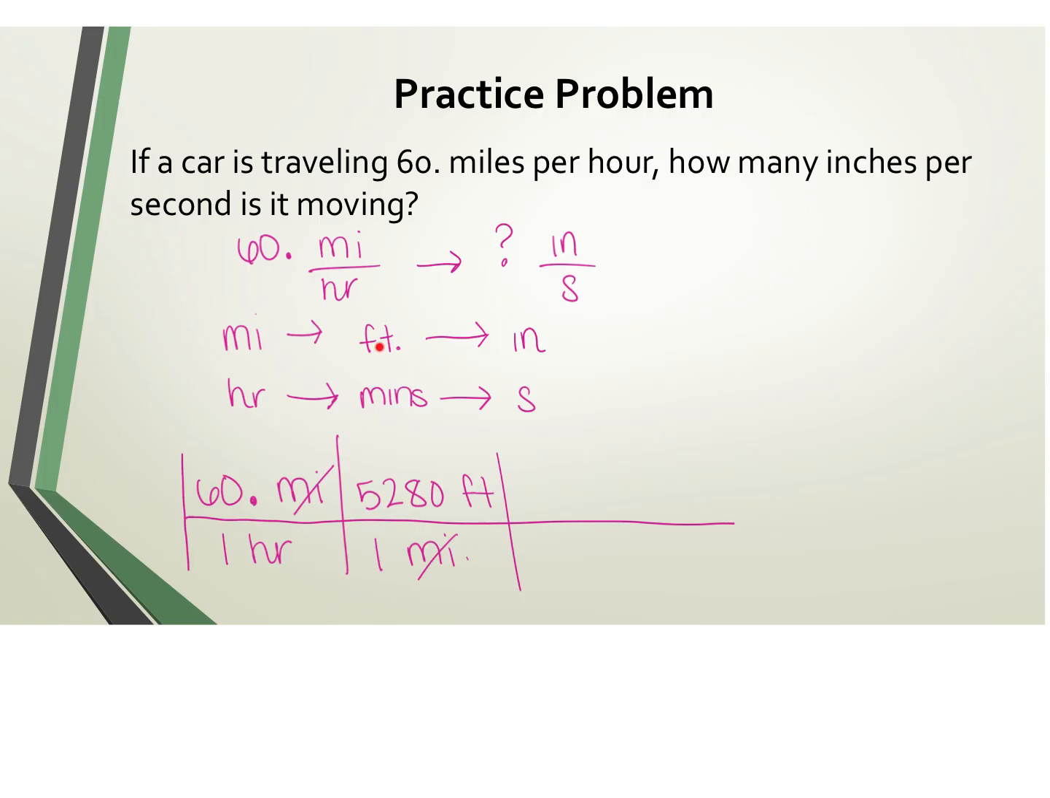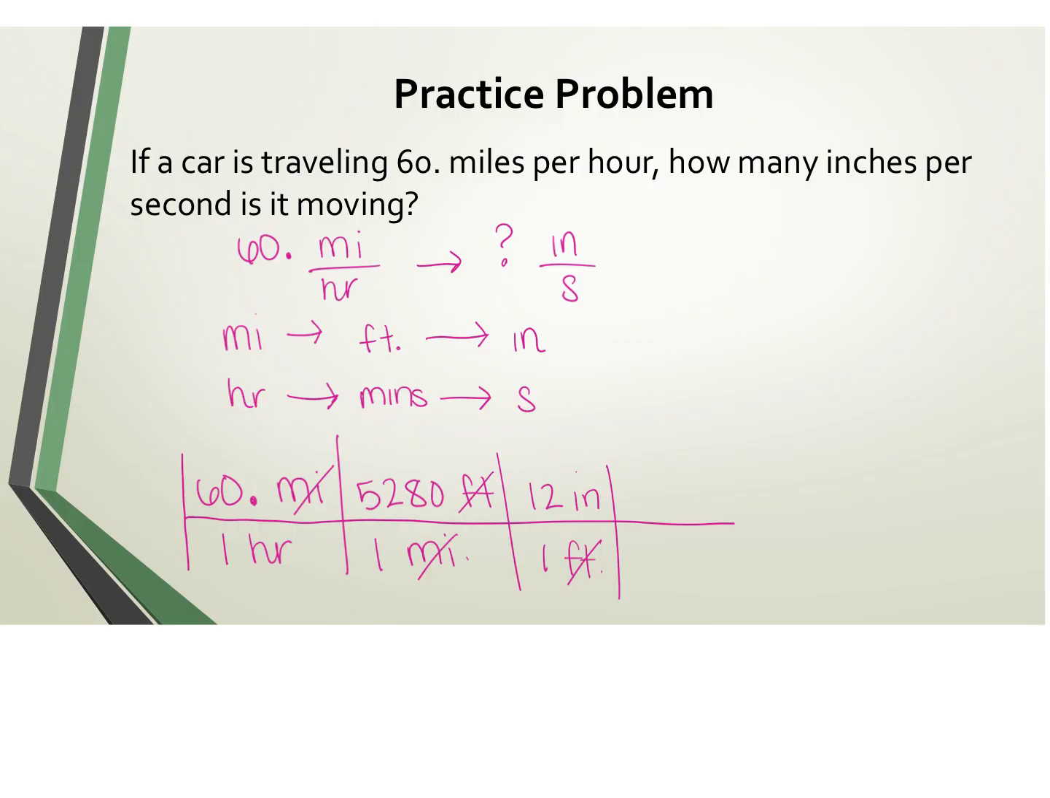And now we're going to get from feet to inches. For every 1 foot, there's 12 inches. So feet cancel. We're in inches, which is what we want to be in. So now we're going to go back, and we're going to convert our time. We're going to go from hours to minutes to seconds.